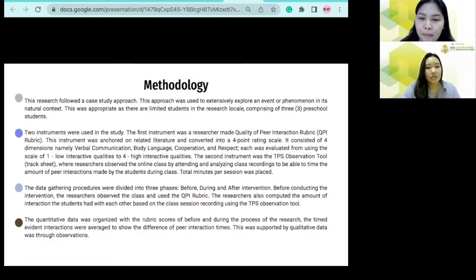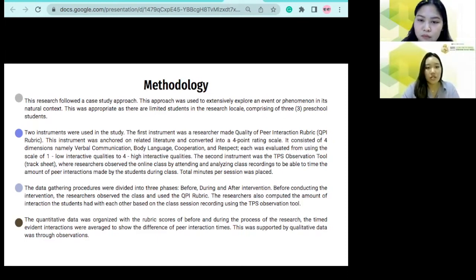The data gathering procedures were divided into 3 phases: before, during, and after intervention. Before conducting the intervention, the researchers observed the class and used the QPI rubric. The researchers also computed the amount of interaction the students had with each other based on the class session recording using the TPS observation tool.